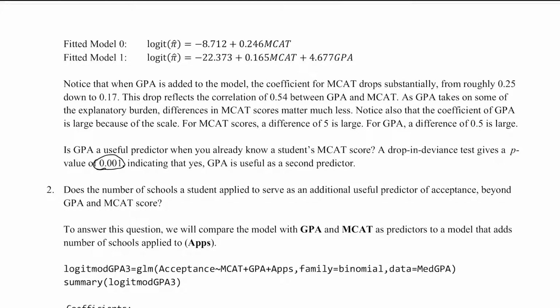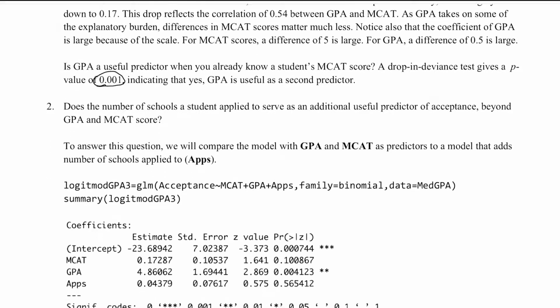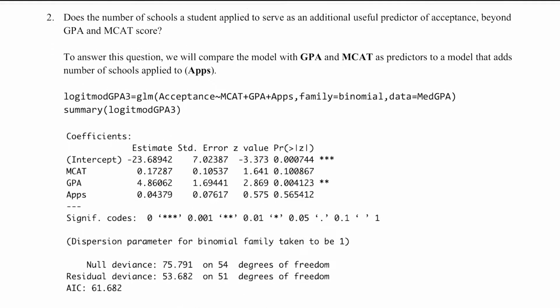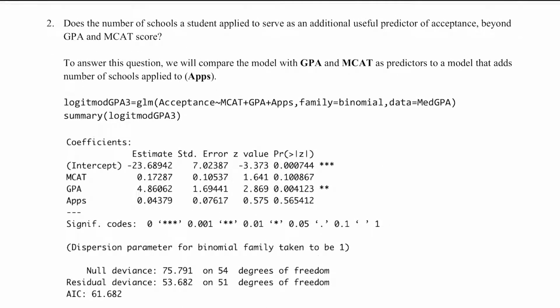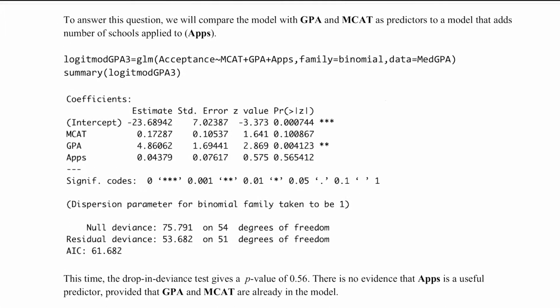And GPA and MCAT, as you might imagine, have a medium strength correlation between them. And also it mentions that the coefficient for GPA is quite a bit bigger compared to the coefficient on MCAT, but that has really to do with the scale.